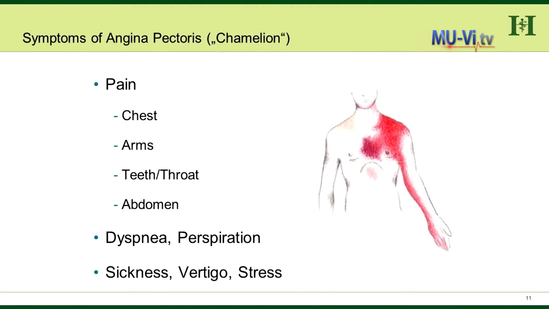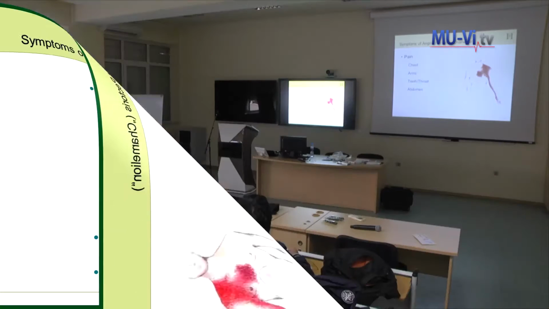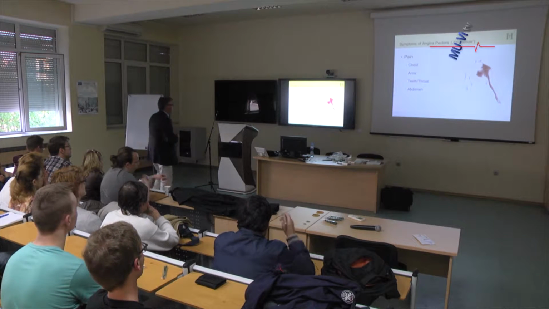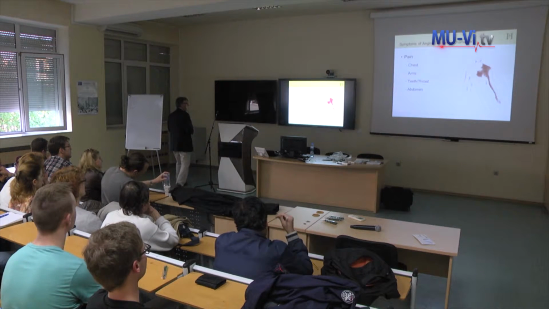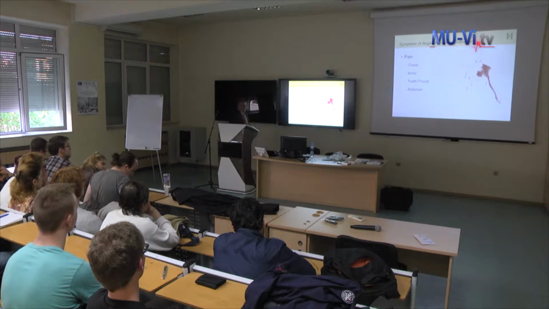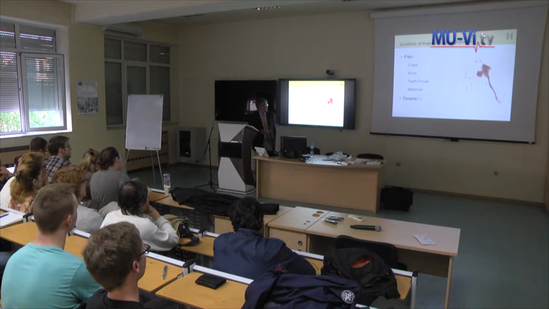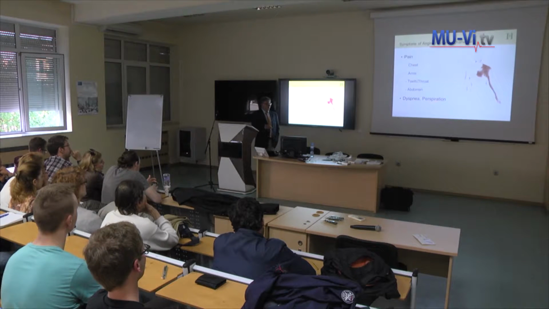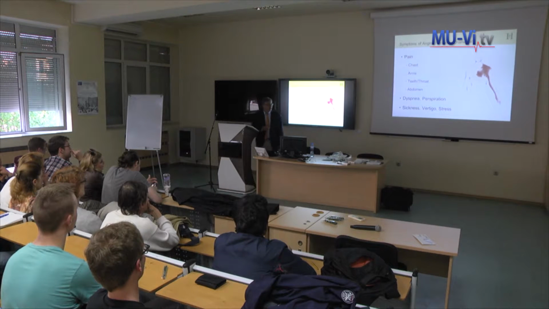What symptoms do we have? We have pain, and in Germany we say the heart is a chameleon because the pain can be everywhere. We had heart attacks with pain in the right arm, with pain in the teeth, with pain in the abdomen, without pain. We had everything. And so we say a heart attack is like a chameleon. What do you have else? You suffer from dyspnea, perspiration, of course. You have stress, much stress, sickness, vertigo, something like this.